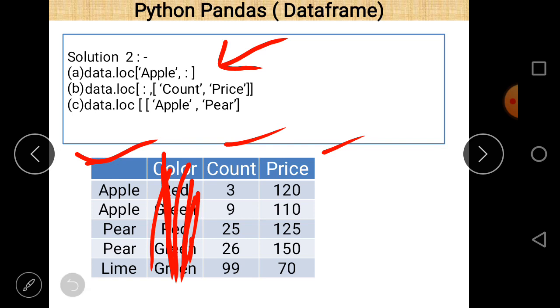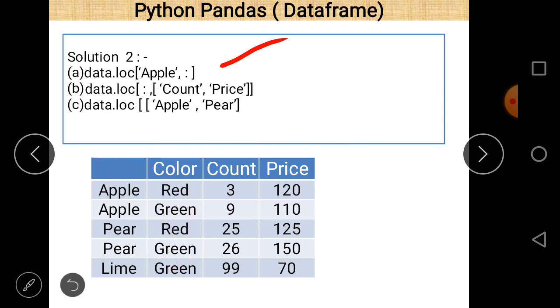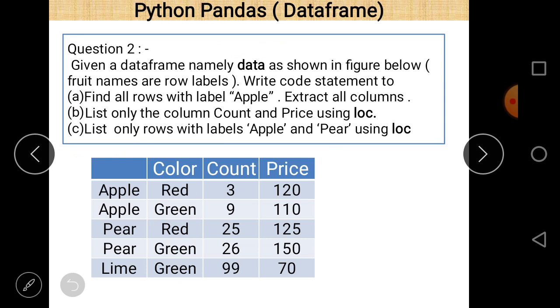And let us take its third part. The third part is: list only rows with labels apple and pear using loc. Now filtration is along rows, and in this question there is no column mentioned, that's why we take all columns, because it is clearly given to list only rows with labels apple and pear using loc. So these two rows will be selected, apple and pear.